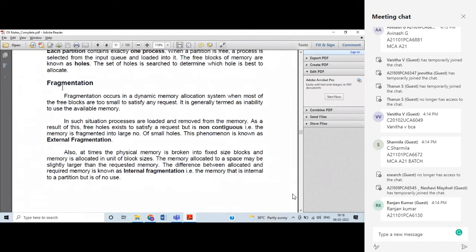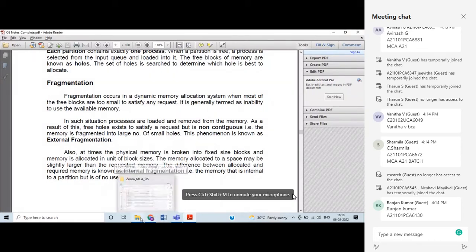And the next concept is fragmentation. So for this fragmentation, I want to share some other PPT, so PDF.